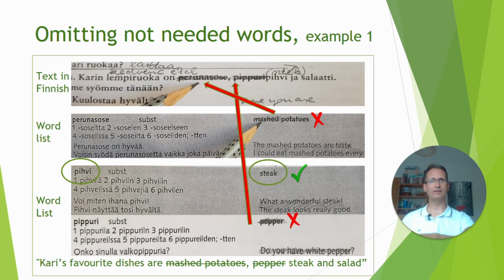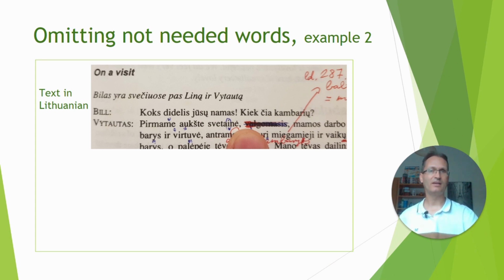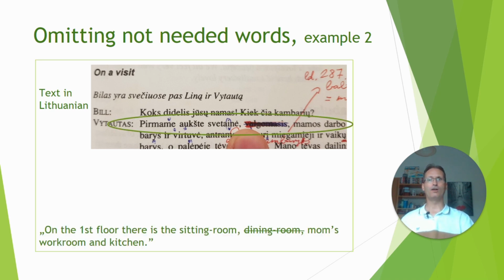Okay, another example now. The other example comes from Lithuanian, where I have a sentence. On the first floor, there's the sitting room, dining room, mom's workroom, and the kitchen. Pirmame aukšte svetainė, valgomasis, mamos darbo kambarys. Sorry if my pronunciation is not so perfect, but I'm not sure that a lot of people can check it. It's a rare language. Unfortunately, it's a very nice language, Lithuanian, but not many people learn it.